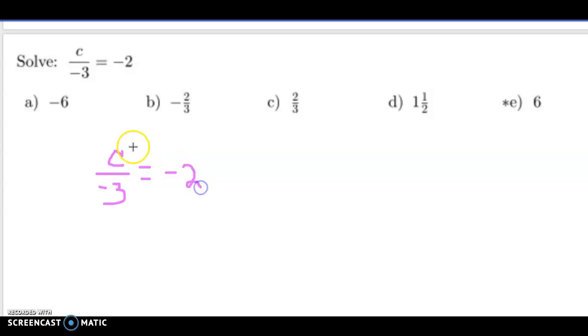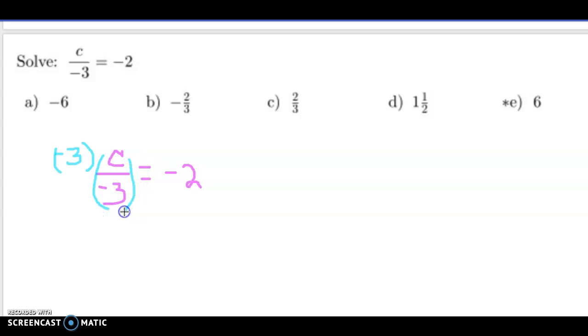So the first thing I need to do is get C by itself. In order to get C by itself, I have to look at how it's attached to the number below it, and it's attached by division. That's what this bar means. So the opposite of division is multiplication. So I'm going to multiply the left side by a -3.